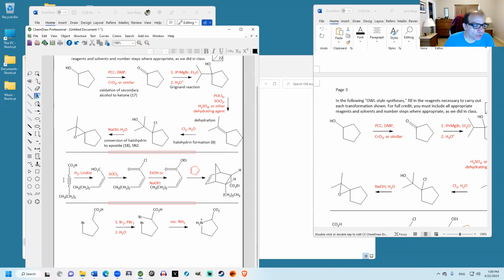In the next synthesis, we start with an alkyne and go to a cis alkene. So this is a reduction reaction. We reduce the alkyne to a cis alkene. And the reagent of choice for that is hydrogen and Lindlar's catalyst. You can find out about that reaction in chapter 9. Then remember, CO2H means C double bond O OH. It means a carboxylic acid functional group.